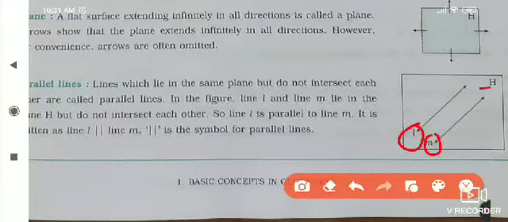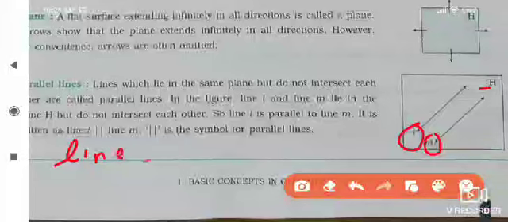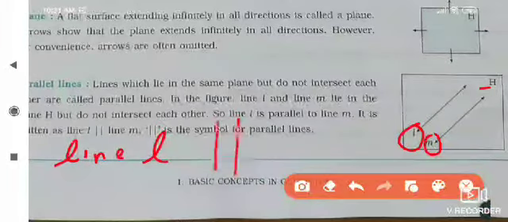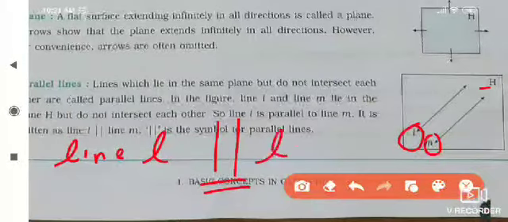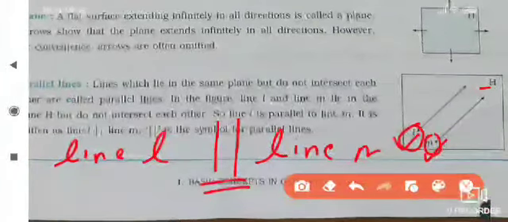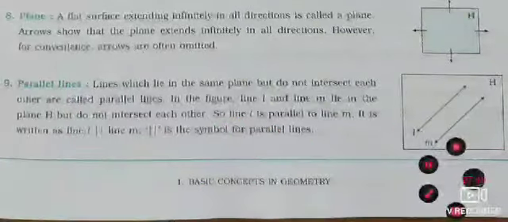And how do we show parallel lines? Here we have to write line L, then this sign, which is the sign of parallel. Two straight lines we have to draw. This line L is parallel to line M. So line M. In that way we have to write this. Okay.